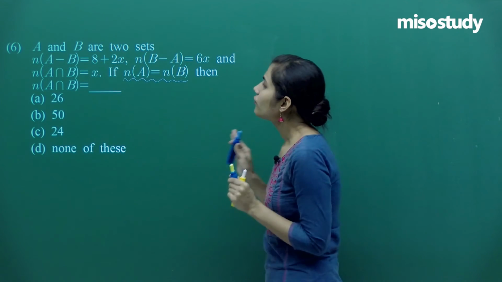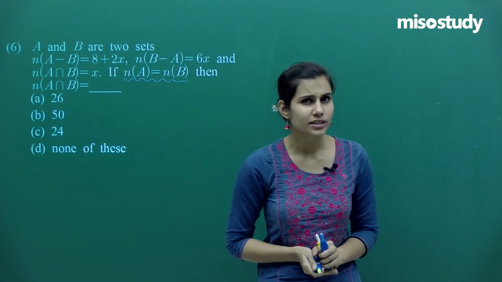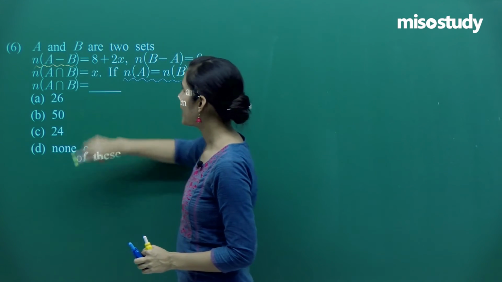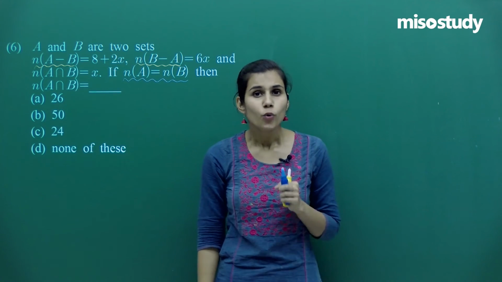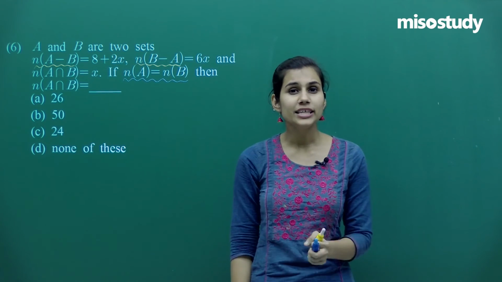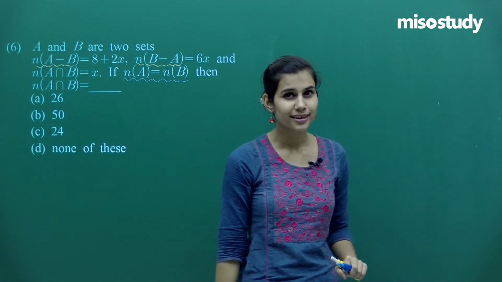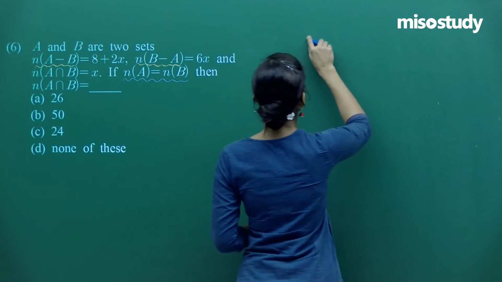Now, in order to find the number of members in A intersection B, just see what is given to you. You are already given the number of members in A minus B and the number of members in B minus A. What do you think is the set which needs both A minus B and B minus A for its construction? That thought is going to bring me to the solution of this question.